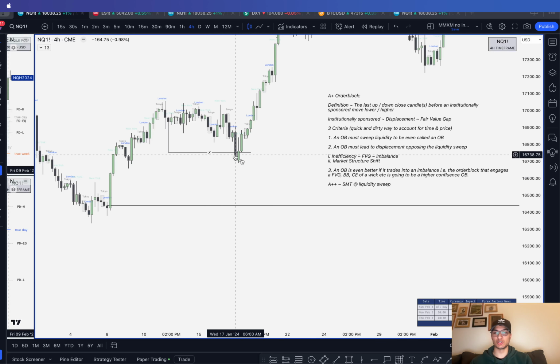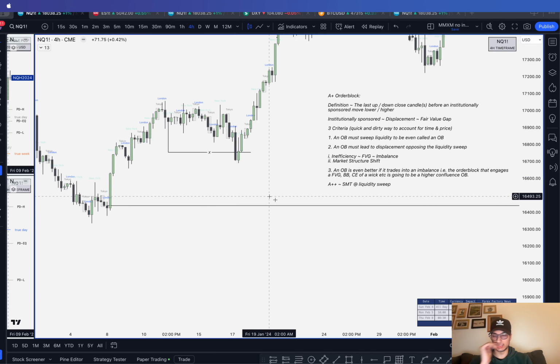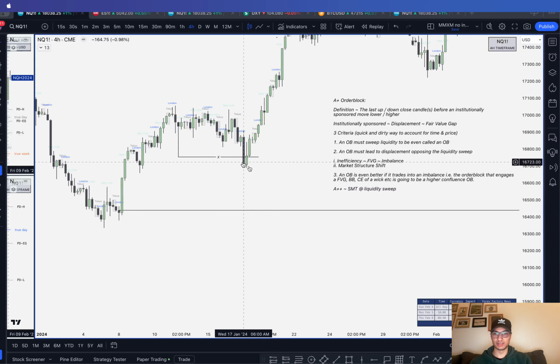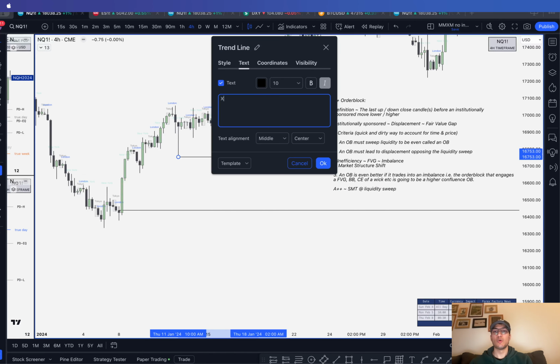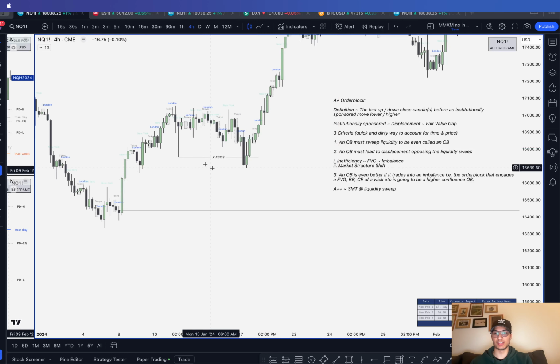So is this a real break of structure? I was talking about this earlier. Is this a real break of structure? Lower. No. This is an FBOS. And you'll see me talk about this. Why do I fade breaks of structure sometimes? Because you see the context of this move. This is not a break of structure.